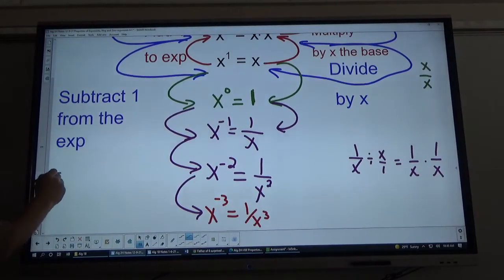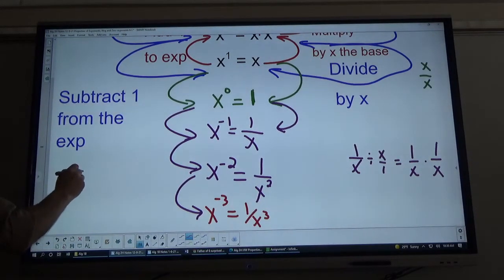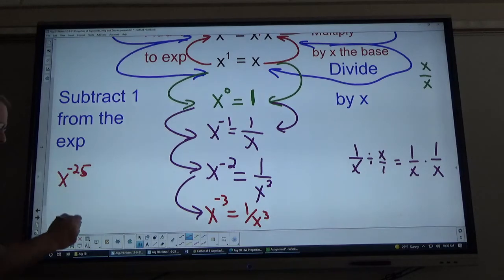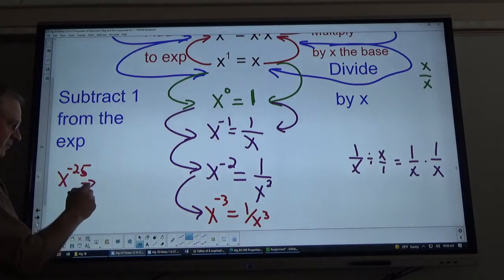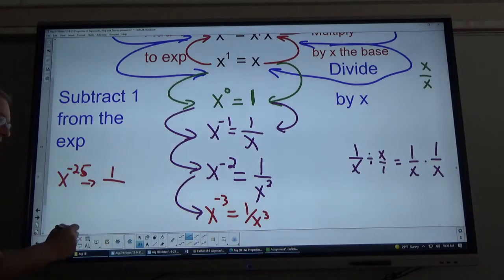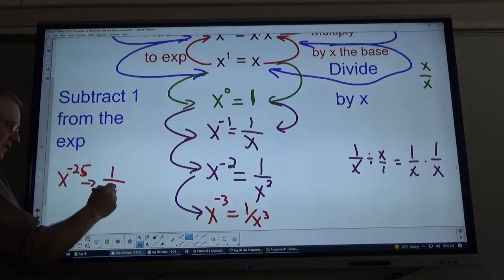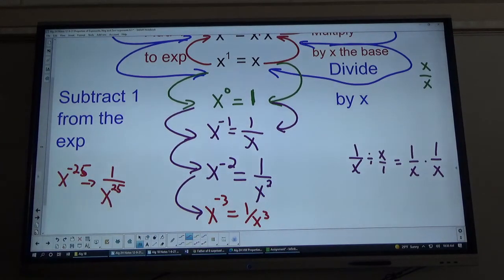And then I ask, well, what about x to the negative 25? That's just equal to 1 over the positive exponent, x to the 25. So if I want to make an exponent positive, I can just move it to the other side of the fraction bar, no matter which side it's on, and it forces it to become a positive exponent.